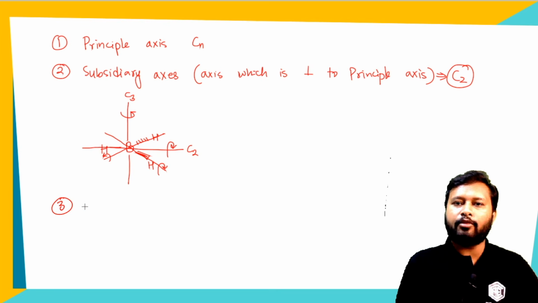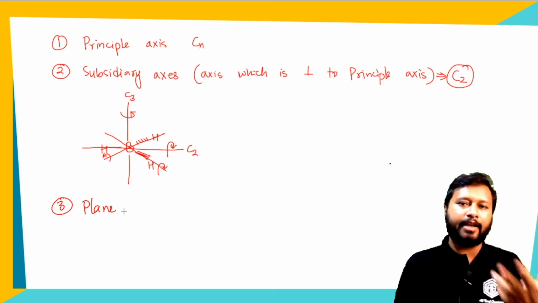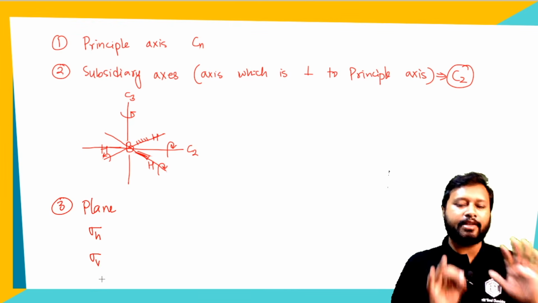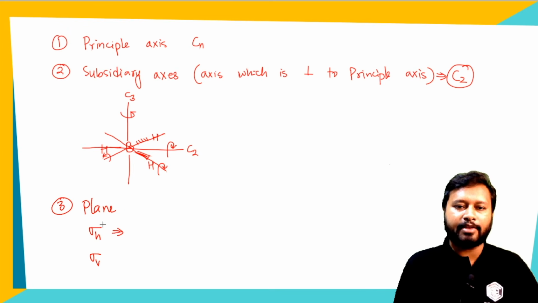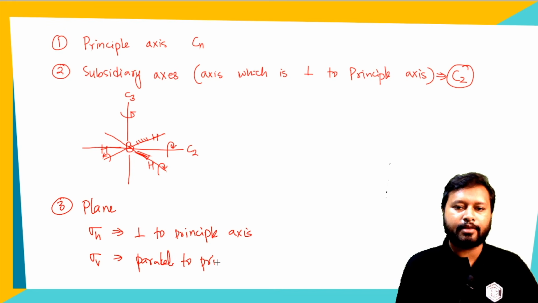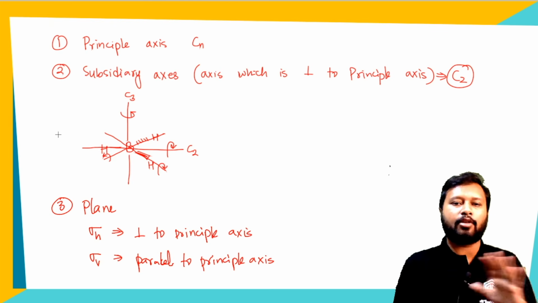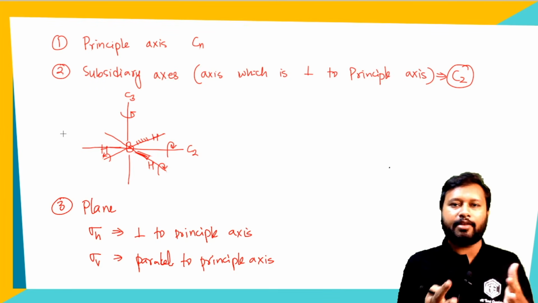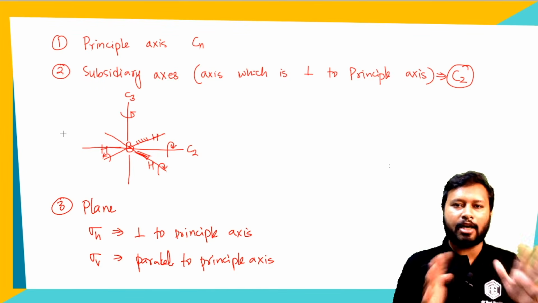The third thing which you will look for is a plane. Now a plane can be of two types. A plane can be either sigma h or sigma v. Sigma h and sigma v are very simple to understand. Sigma h is a plane which will be perpendicular to the principal axis, and sigma v will be the plane which will be parallel to the principal axis. So these three things you have to see. That's all: principal axis, subsidiary axis, and plane. Now you have to combine the data and then find out the point group. See how simple it is.